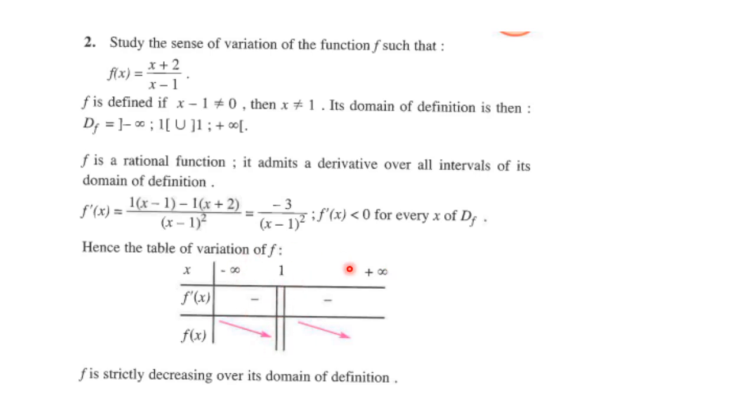Which means, in this case, in the table of variation, we put at the top the domain: minus infinity, 1, plus infinity. We put 1 shaded because it's a condition. But there is no root to put on the table. But I know that the derivative is negative for every x. So minus means the function is decreasing from minus infinity to 1, and it's also decreasing from 1 to plus infinity. So we say that f is strictly decreasing over its domain. Why do we say this? Because it's decreasing for every x.